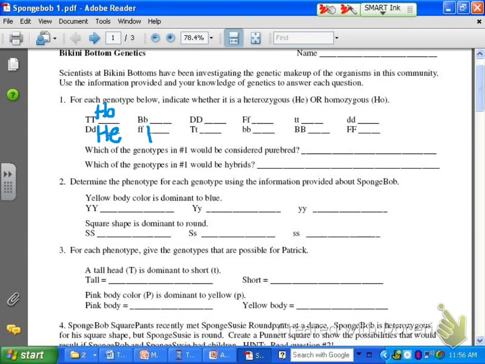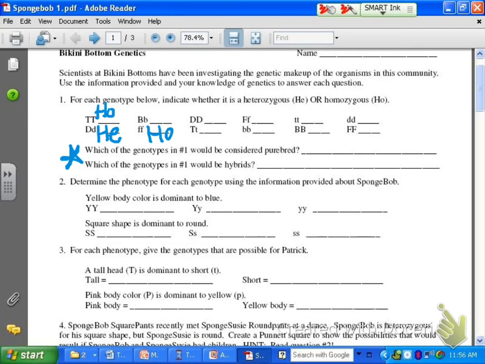Some of you are missing out on an opportunity to be getting a head start on this. Some of you have already got them finished. Now, as you go down to this part, it says which of the genotypes in number 1 would be considered purebred. Purebred, does it mean same or different? Same. So let's go through real quick. Let me hear ya. Which ones are same?